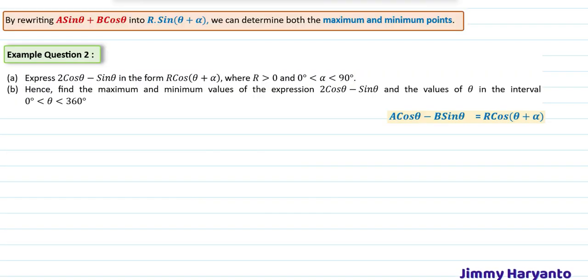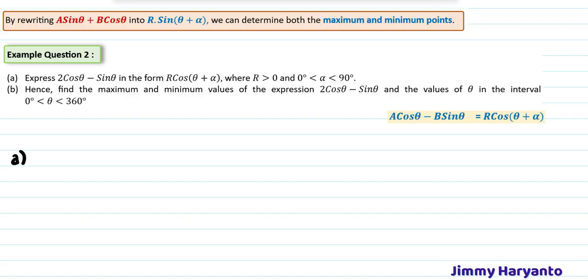And then by rewriting a sin theta plus b cos theta into R sin(theta plus alpha), the one that we already learned before, we can determine both the maximum and minimum points. So if the question wants you to find the minimum or maximum points, you have to change the form first. Let's take a look at example question 2.